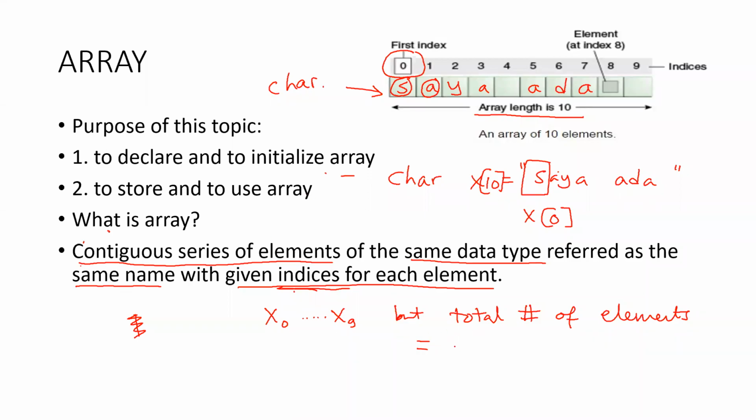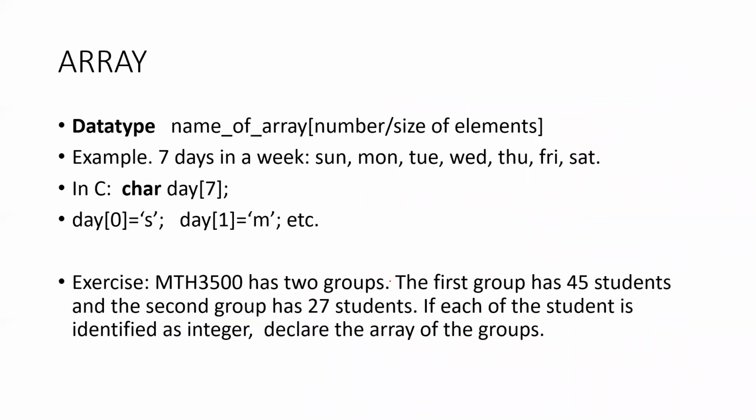But the total number of elements is 10. Okay, so sebab apa start daripada kosong. Dan awak kena berhati-hatilah. Untuk seterusnya, dia ada cara tapi awak kena berhati-hati sikit. Kalau katakan awak nak start daripada 1 boleh, tapi kena berhati-hati sikit. Dia ada cara dia. Okay, let's look at the next one.